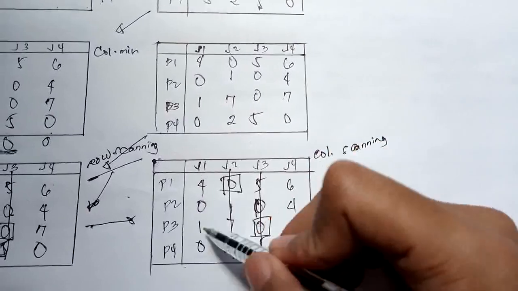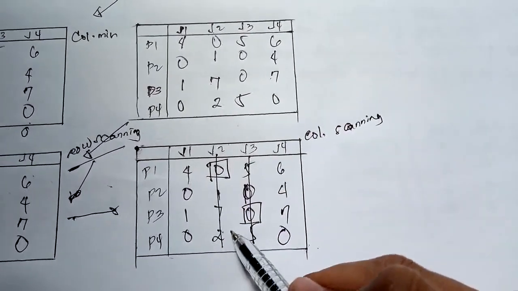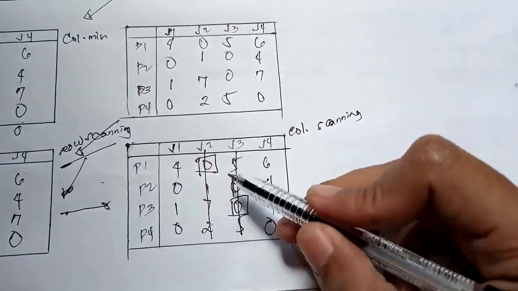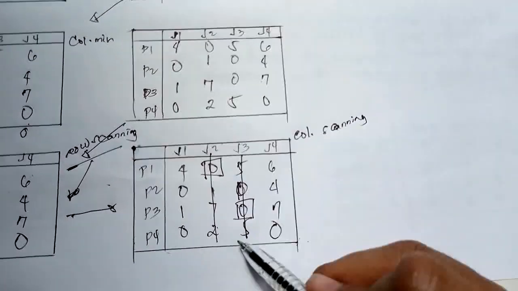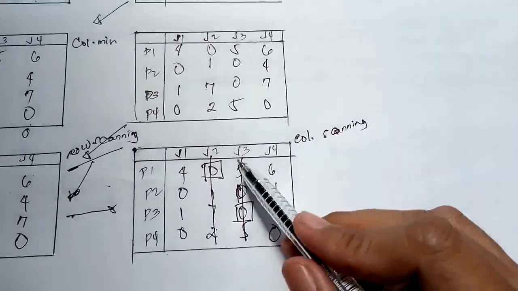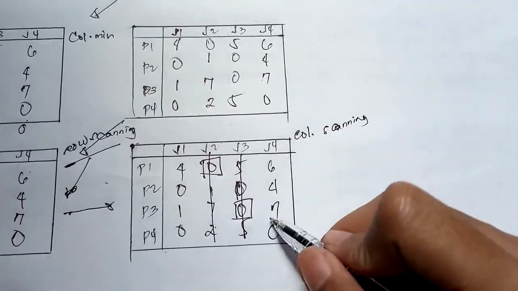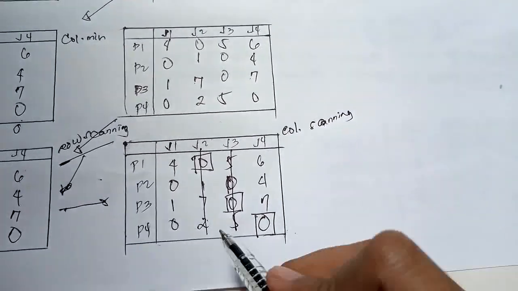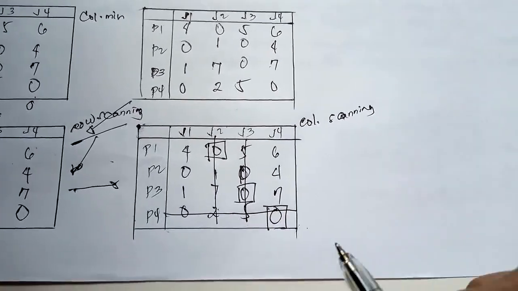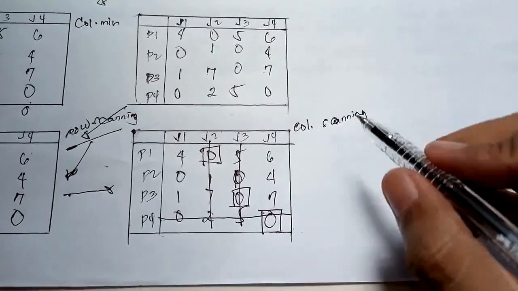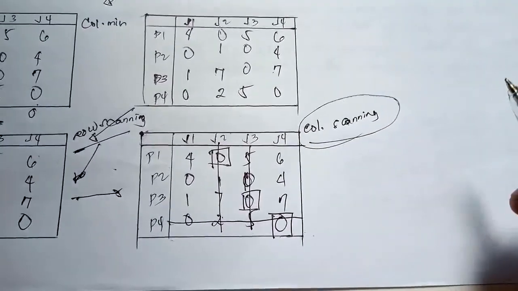In column number 1, we have 2 zeros, so we have to skip that for now. Column number 2 and column number 3 are also deleted now, so we have nothing to do here. And in column number 4, we have 1 zero, so we mark it with a square and draw a horizontal line. And that's all for column scanning.